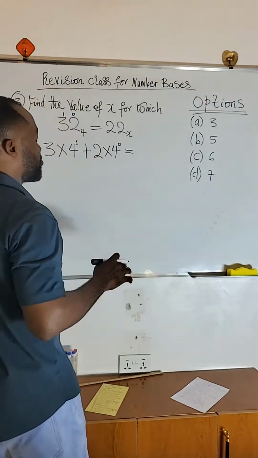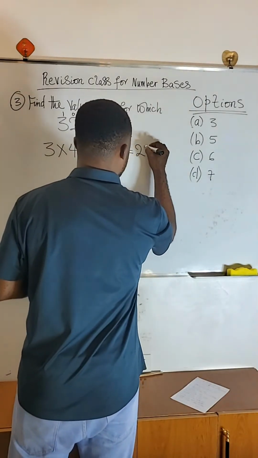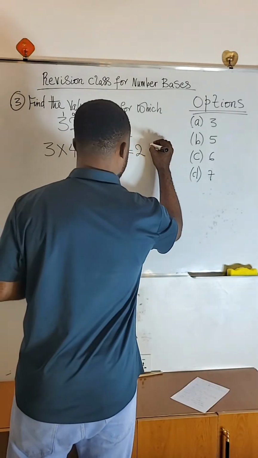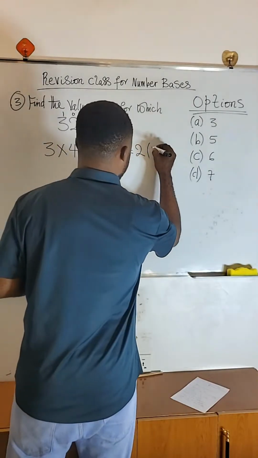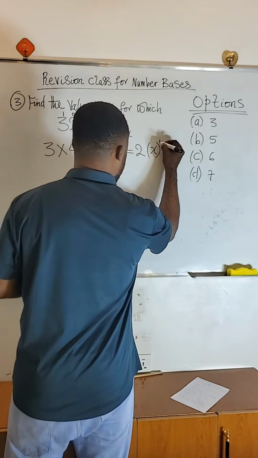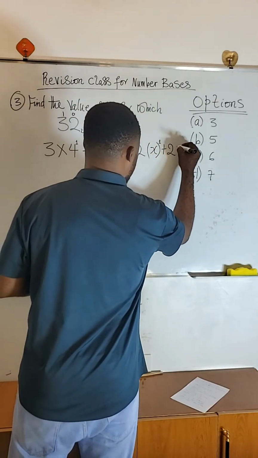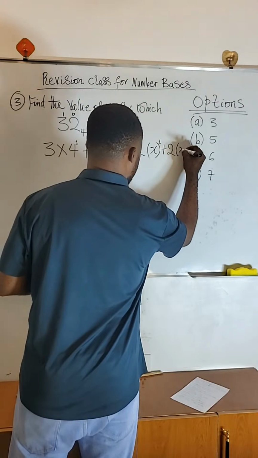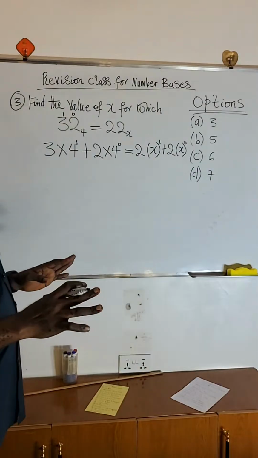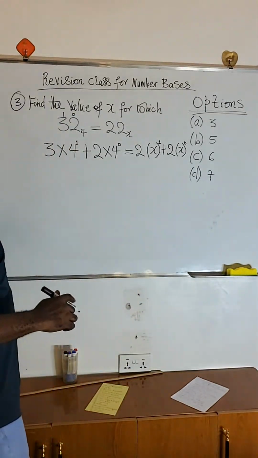the right hand side is where we are going now, 2 multiplied by the base. Okay, let me not use the multiplication sign, let me use brackets. 2 multiplied by the base, which is x raised to power 1, plus 2 multiplied by the base, which is x raised to power 0. Can you see that? Okay, let's simplify that.